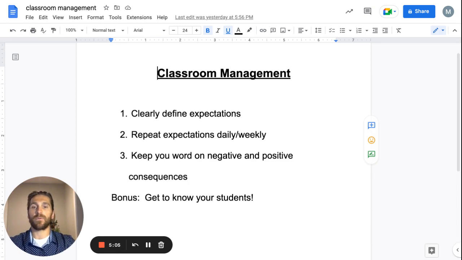And then number 3, keep your word on negative and positive consequences. So at the beginning of the year, like I said, I go over my expectations for the students. We talk about what will happen if they don't follow those expectations. My school has a laid out plan where the first time, we use a restorative practices technique: we ask them what they were doing and almost like why, so that they can kind of think about it. They can tell you what the consequences were supposed to be.